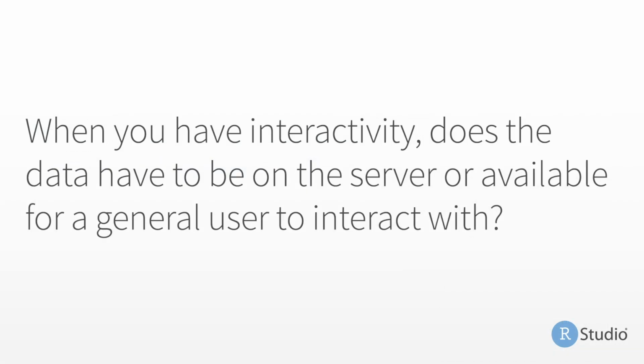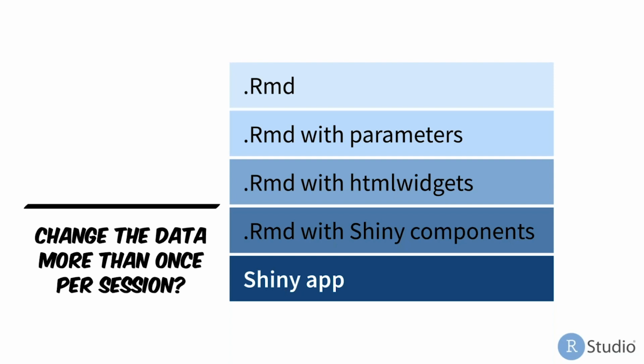When you have interactivity, does the data have to be on the server or available for a general user to interact with? That's a good question because it gets to an important nuance between Shiny and non-Shiny things. If we're looking at the slide here, Shiny is a way to have an R session running in the background that the user can interact with. And that allows all sorts of things because the user at any moment can do anything that R can do, as long as you provide a way for them to do that. And Shiny is the only technology that allows that to happen. HTML widgets do not. Parameters do not.